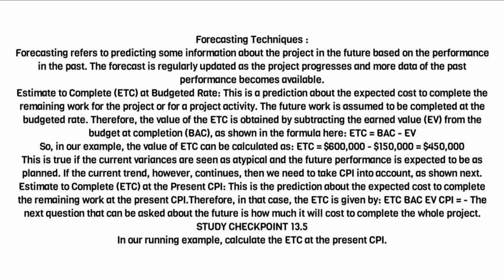Estimate to complete, ETC, at the present CPI. This is the prediction about the expected cost to complete the remaining work at the present CPI. Therefore, in that case, the ETC is given by ETC equals (BAC minus EV) divided by CPI. The next question that can be asked about the future is how much it will cost to complete the whole project. Study checkpoint 13.5. In our running example, calculate the ETC at the present CPI.